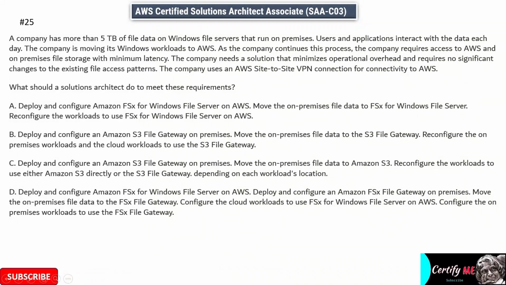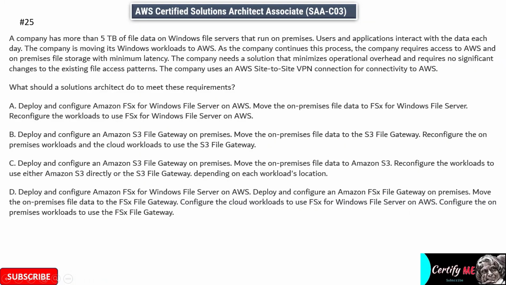Option C. Deploy and configure an Amazon S3 File Gateway on premises. Move the on-premises file data to Amazon S3. Reconfigure the workloads to use either Amazon S3 directly or the S3 File Gateway, depending on each workload's location. Option D. Deploy and configure Amazon FSx for Windows File Server on AWS.